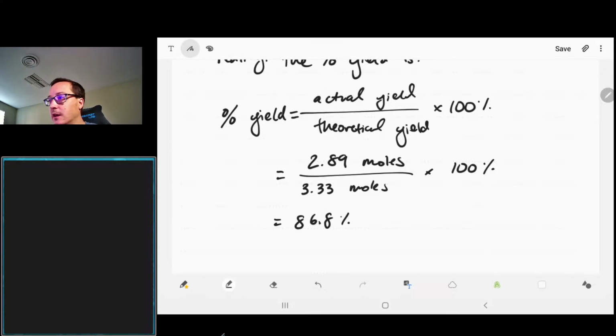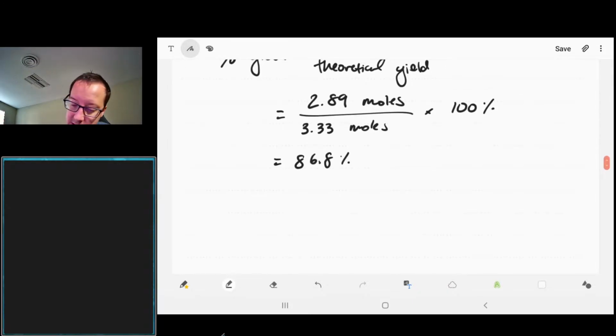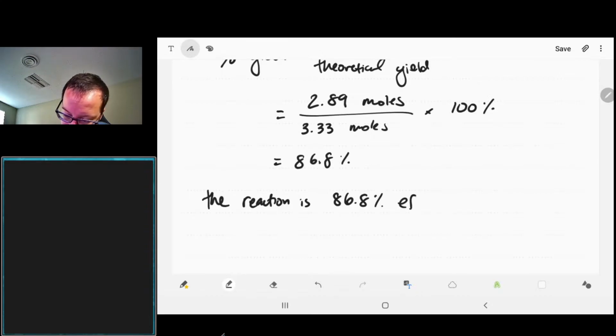And so this percent yield might be something that you might read as the reaction is 86.8% efficient. That's one way of talking about it. So we've lost about 13% of our reactants. Either they're not reacting or they formed a different product, or who knows what. Maybe we lost some because we accidentally opened the reaction vessel and some of it escaped. There's all sorts of reasons. Human interference, another one.